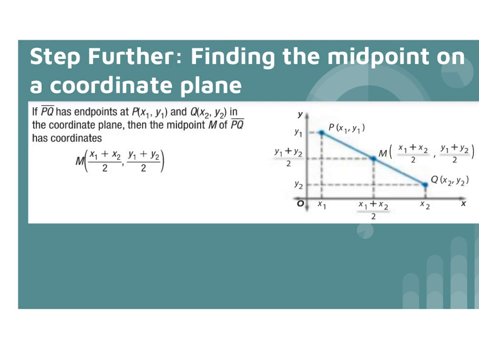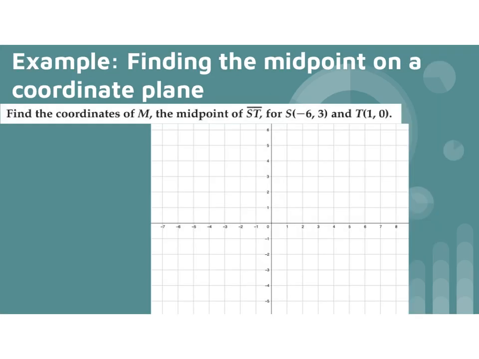So let's try a practice problem with this. Find the coordinate M, the midpoint of S and T. S is -6, 3, and T is 1, 0. So go ahead and try this on your own.